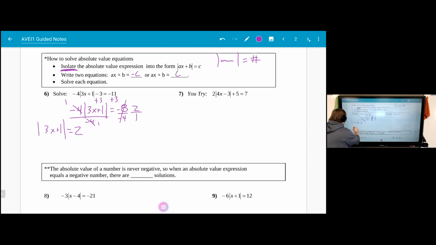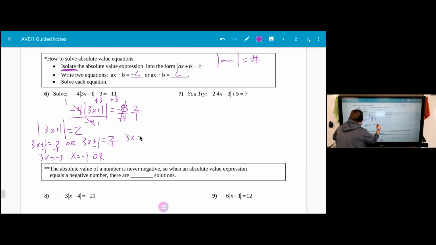So in other words, 3x plus 1 could equal negative 2, or 3x plus 1 could equal positive 2. And if I do that, I could subtract 1. I get 3x equals negative 3. Divide both sides by 3, so I'd have x equals negative 1. Or if I subtracted 1 here, this is 3x equals 1. Divide both sides by 3, x equals 1/3.